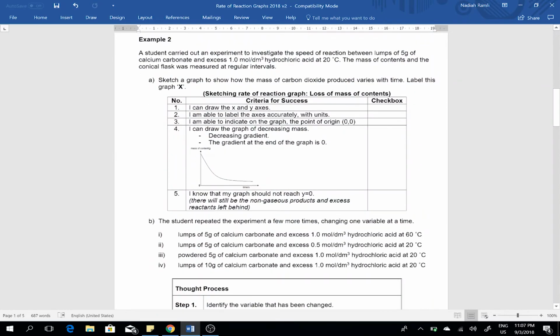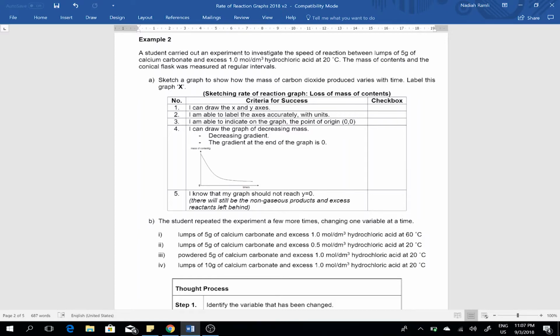Okay, example 2. A student carried out an experiment to investigate the speed of reaction between lumps of 5 grams of calcium carbonate and excess 1.0 mol per dm cube hydrochloric acid at 20 degrees Celsius. The mass of contents in the conical flask was measured at regular intervals.